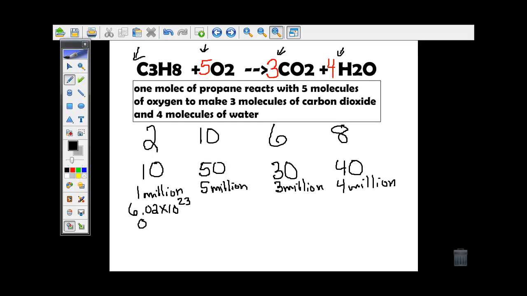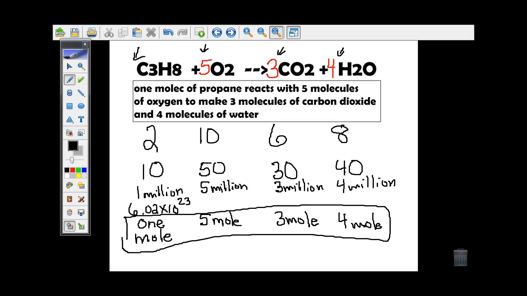Because if I have 1 mole of propane molecules, then how many moles of oxygen do I need? Did you say 5 moles of oxygen? And did you say 3 moles of CO2? And did you say 4 moles of water? If you did, you're correct. So what you see now is that the coefficients give us moles. The coefficients equal relative number of moles. This is an extremely important idea, so make sure you commit this idea to memory.